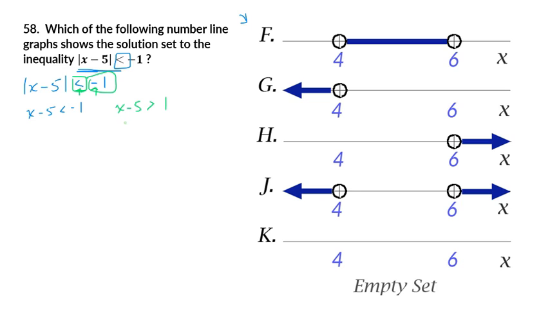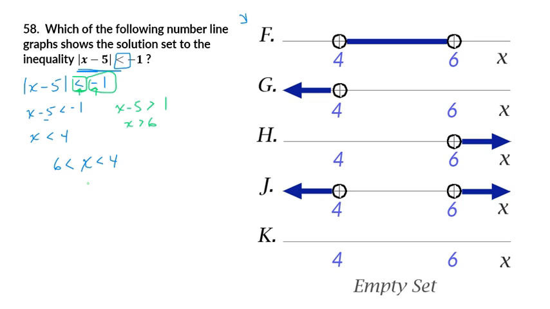So now let's solve this one. x minus 5 greater than 1. We have to add 5. x greater than 6. And then on this other side, we have to add 5 to clear that out. x, and we add 5 over here, less than 5 plus a negative 1 is 4. So there's our two values. We put x in the middle. x is less than 4, and x is greater than 6.